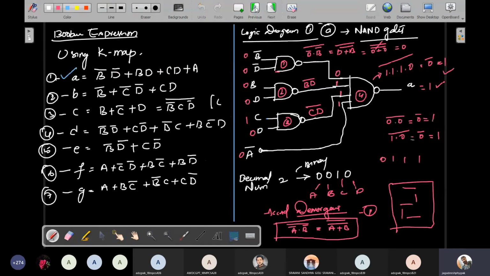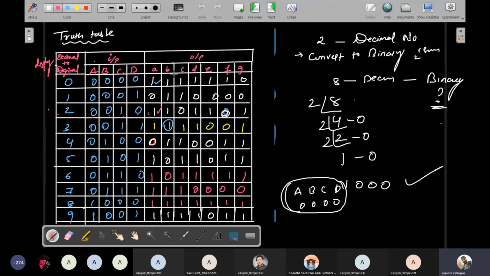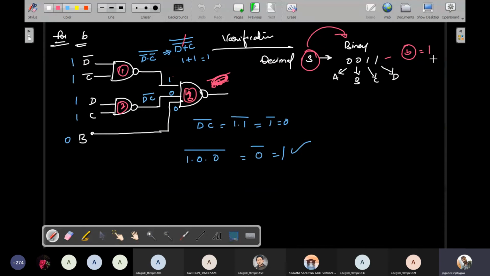So once again, check whether your answer is correct or not. See, for B input you're taking decimal 3, and for B your answer is 1. Please check. Understand or not? See, the answer is correct or not. So this is the way to check the procedure. Understand? Everybody understand or not? Please message me.